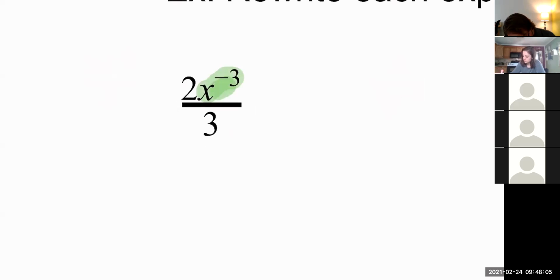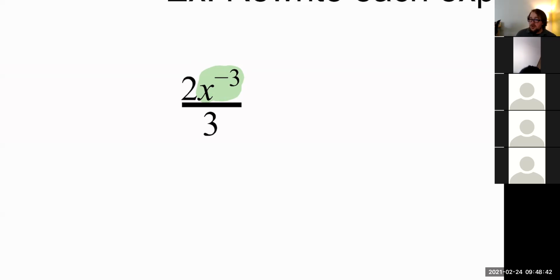So this right here is the problem. The 2 actually has its own exponent. We don't see it because it is what? 1. It is a 1. Technically, there's an exponent of 1 on the 2, and there's also an exponent of 1 on the 3. Those are both positive. I'm okay with those. So I'm really just unhappy with the x to the power of -3.